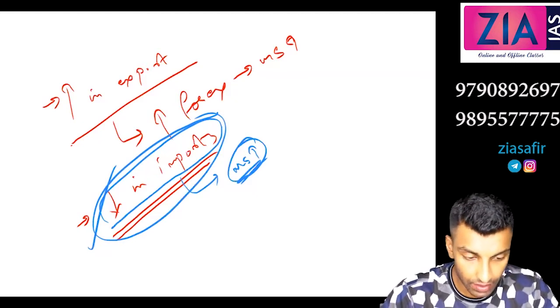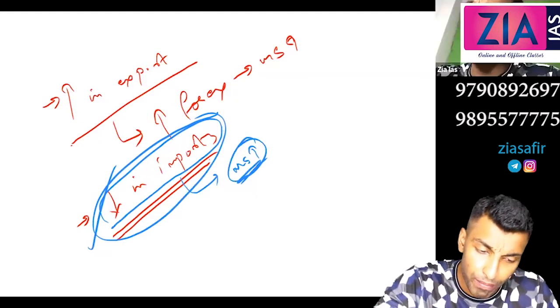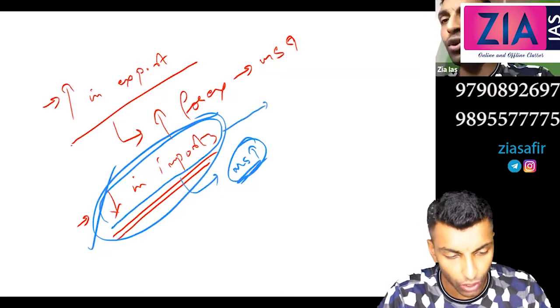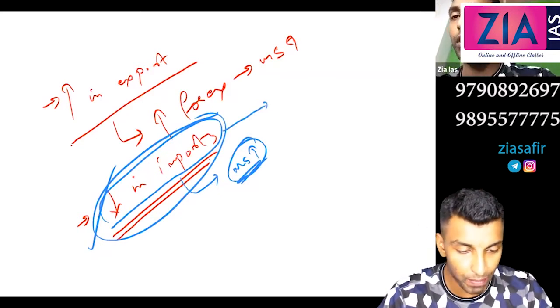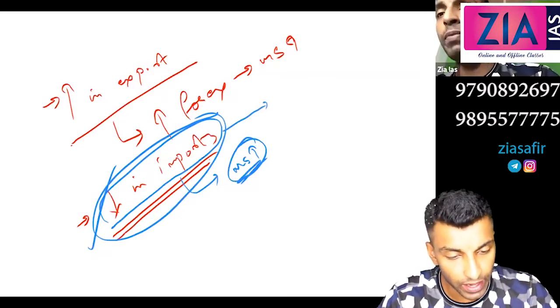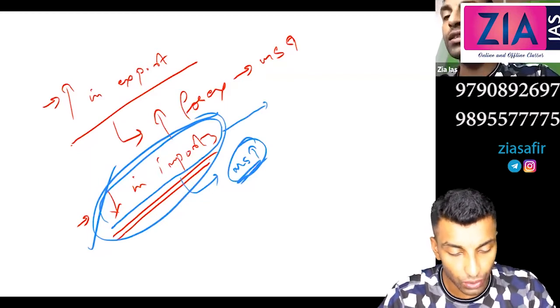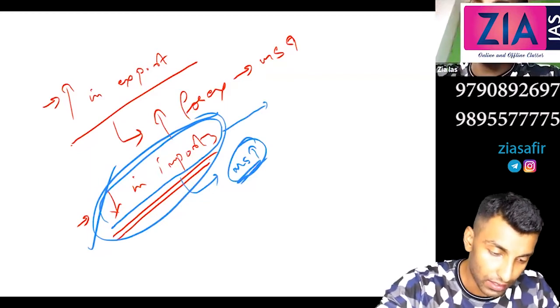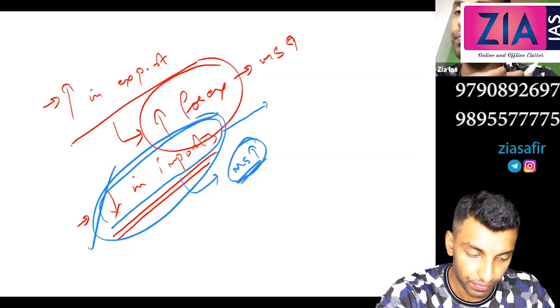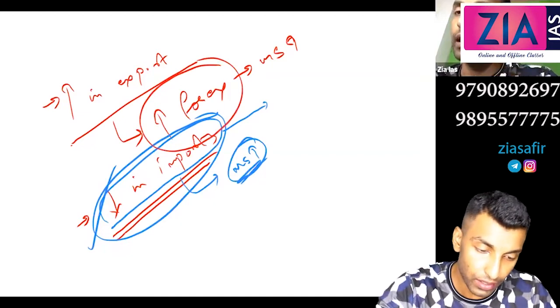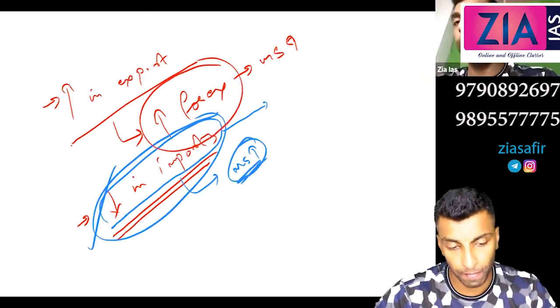So the simple reason is whenever you import anything, whether it is gold or anything, what is actually happening? You need to pay in terms of Forex. So Forex is going out. That means the opposite of this. That is what you need to think. So here, opposite of that.